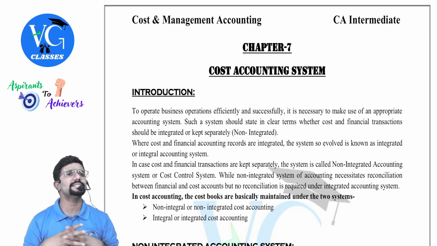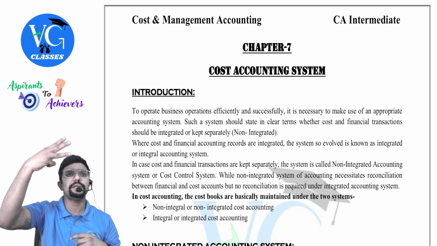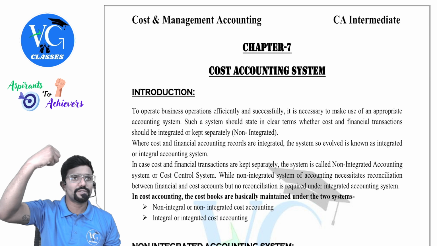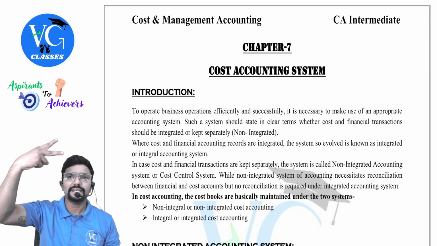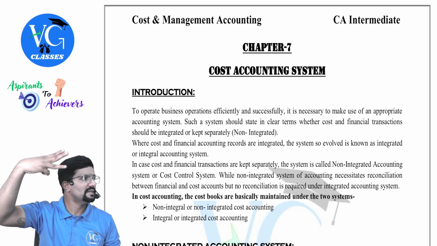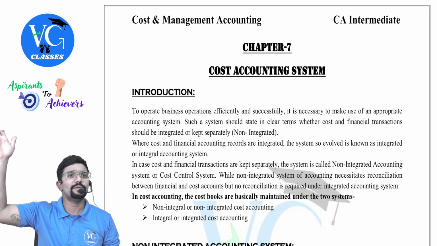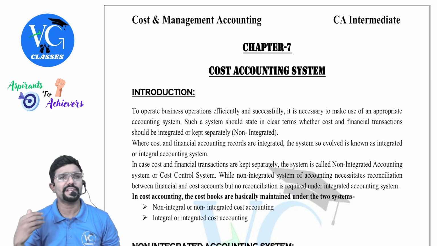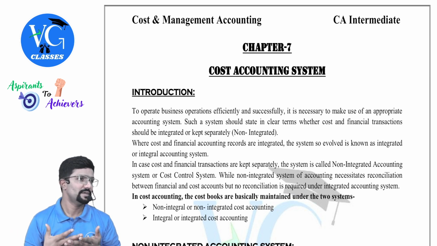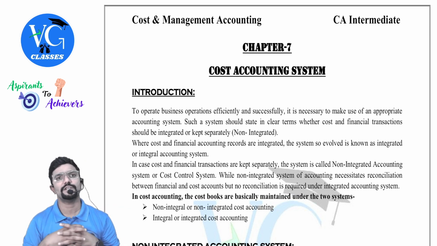There are different parts in this chapter. I will just divide it into three parts. Clear? One is first non-integrated, then integrated, then reconciliation. Like however you guys would have done BRS, the same way here also there is some reconciliation, but reconciliation of profits between costing books and financial books.